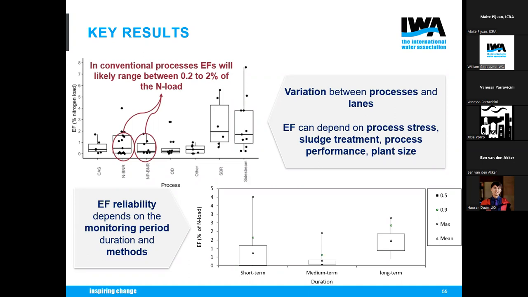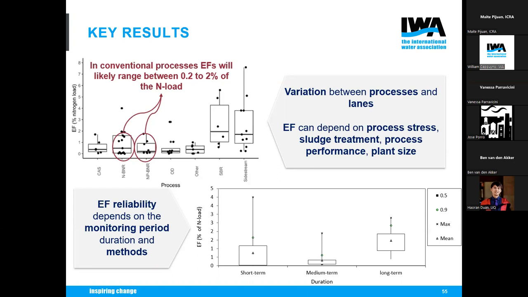They can depend on the process performance and control, the type of biological treatment, the sludge treatment, among other factors that you can find in the relevant chapter in the book. As an example, plants that have anaerobic digestion on site and feed the anaerobic supernatant into the main line, into the biological process, have a median emission factor equal to 1.5% of the nitrogen load.